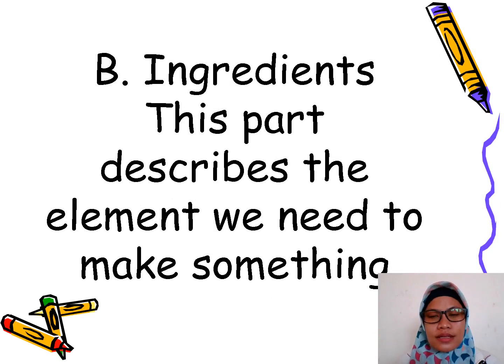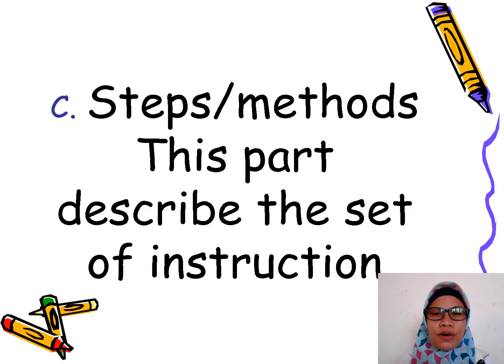And the ingredients. This part describes the elements we need to make something. Jadi ingredients di sini merupakan bahan-bahan atau alat yang kita butuhkan untuk membuat atau memasak sesuatu. Step or methods. This part describes the set of instructions. Jadi yang ketiga yaitu step, langkah-langkah atau method, ya. Ini menggambarkan beberapa perintah atau instruction.